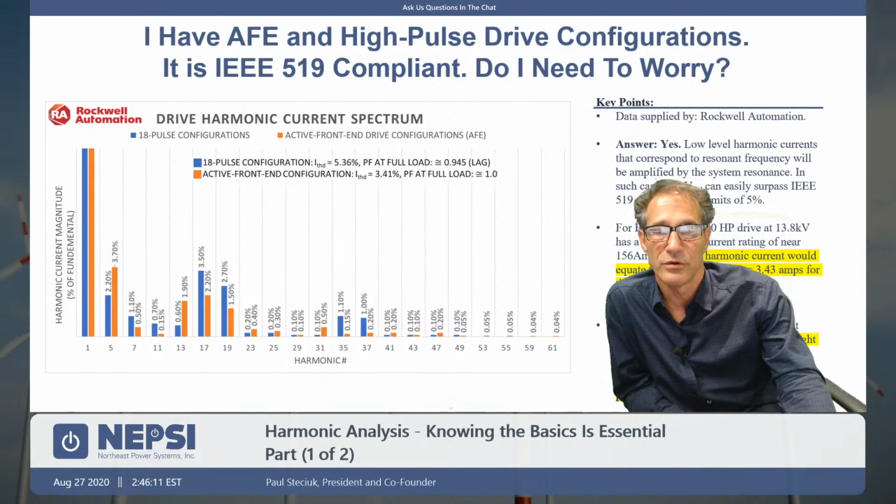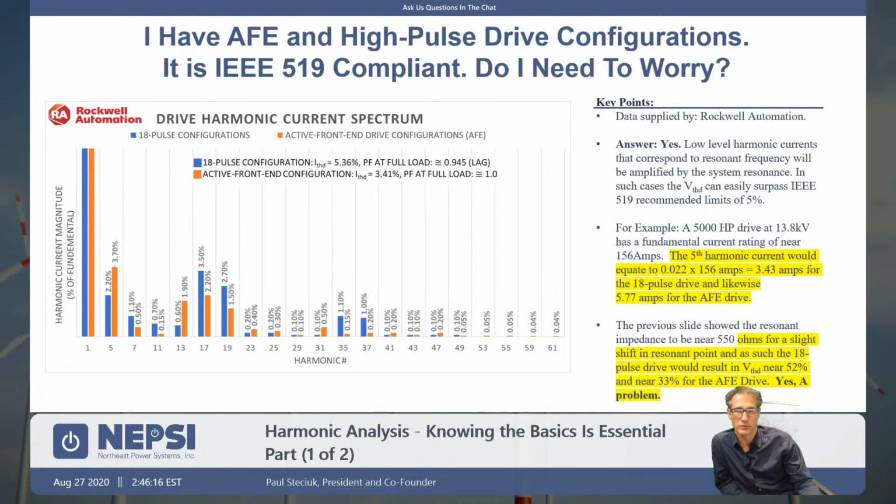We oftentimes will talk to customers and they will say, oh, hey, I have active front-end drives, or I have a high pulse drive. And so I've taken the liberty here to talk about this a little bit. The notion that customers tell us is, hey, I have an active front-end drive, I have an 18-pulse drive, and if I have those, I don't have to worry about harmonics. And that statement is actually wrong. It's a wrong statement to make. You still have to worry about harmonics, and we talk about that here.